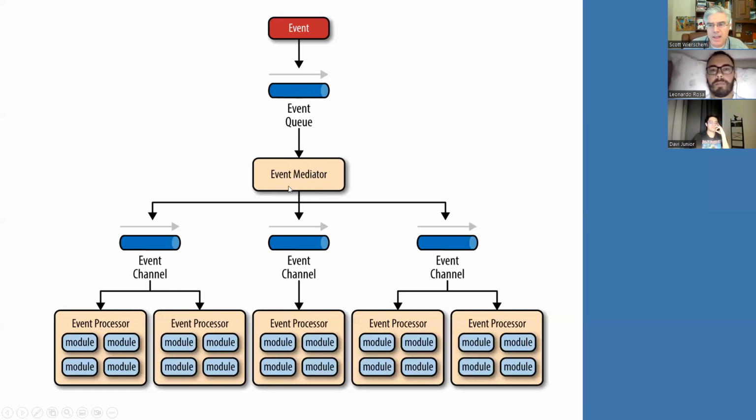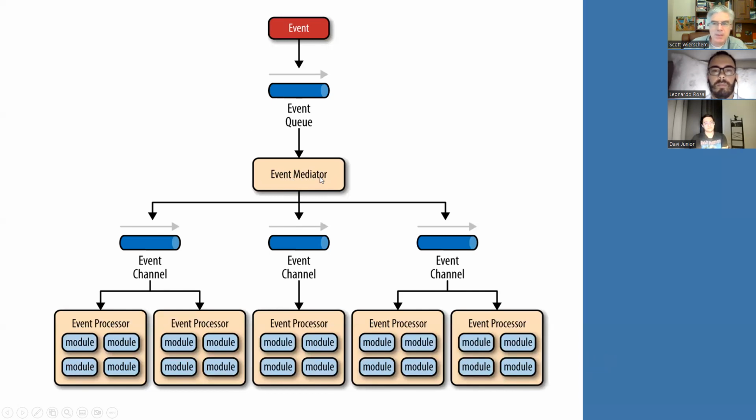And any asynchronous events, which are the ones that can be handled in parallel, are passed to an event channel. Each event channel might be another event queue, depending on how big of a system you have, or it can handle the event directly and it'll kick off one or a series of events that need to happen sequentially.